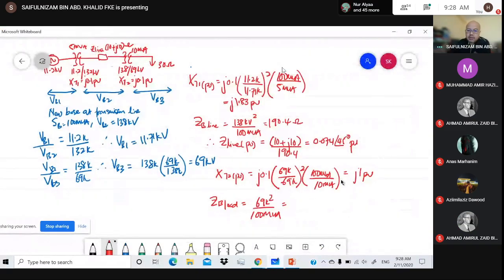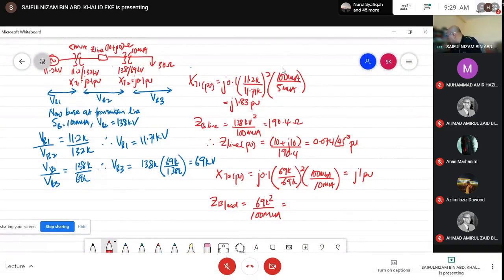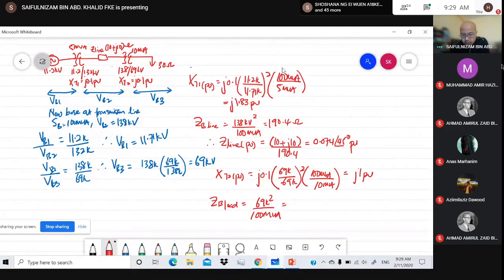So we continue. What is the base impedance at the load? 47.61, right? Okay. 47.61 ohm, right? Okay.